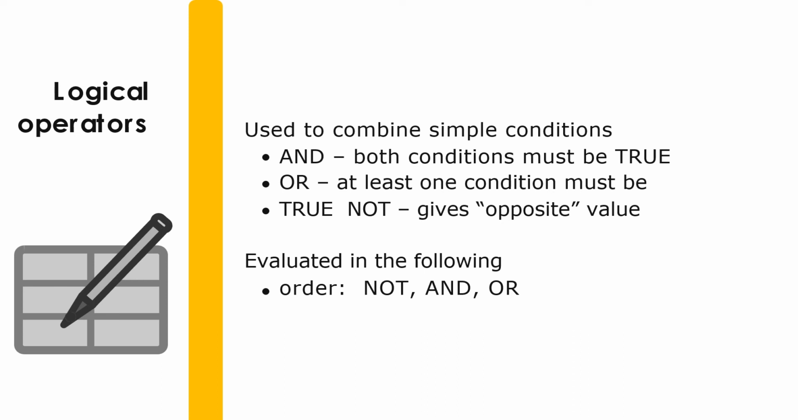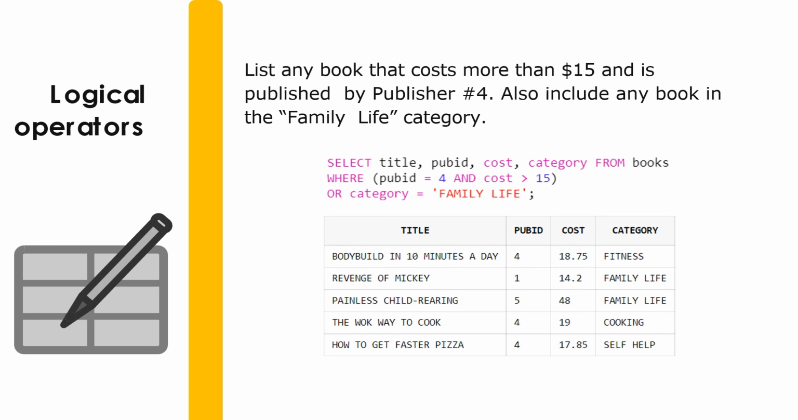If the three of them appear in one WHERE clause, they are evaluated in the following order: the NOT first, and then the AND, and then the OR. For example, if we need to list any book that costs more than $15 and is published by publisher number 4, and also include any book in the family life category, this is how we're going to do it. Take note that we can also add open and close parentheses for us to be able to know that we are getting the right data.